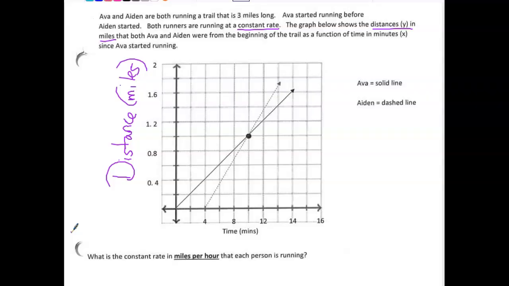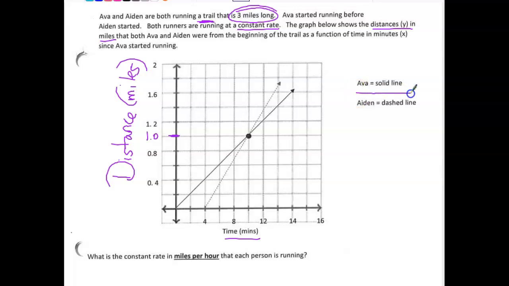If I keep reading, distance y in miles that both Ava and Aiden were from the beginning of the trail as a function of time in minutes x since Ava started running. Now something I notice up here, this is 3 miles long. So the trail is 3 miles long. Along the x-axis is time in minutes. Along the y-axis is distance in miles. And notice that probably right here is 1 mile. So you have to make sure you go by the intervals.